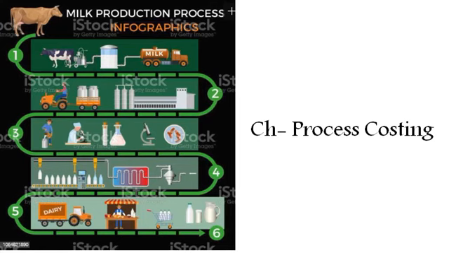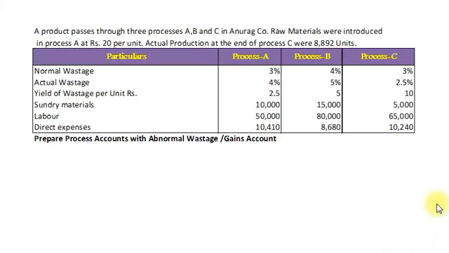Dear students, today we will solve one example of process costing in subject Advanced Accounting and Auditing paper 3 for class 2nd year BCom semester 4, Veer Narmad South Gujarat University. Here is the question. A product passes through three processes A, B and C in Anurag company.